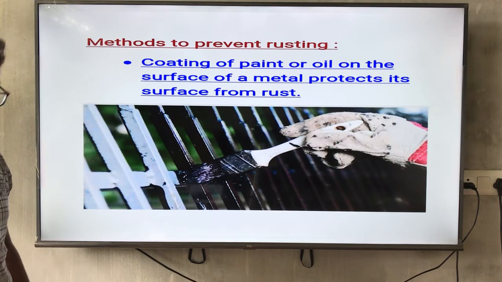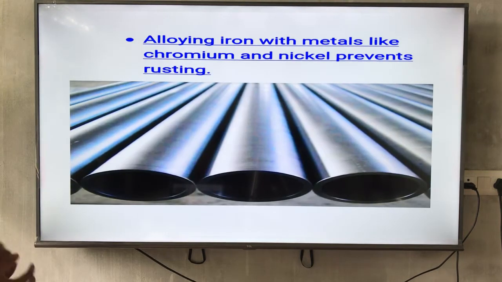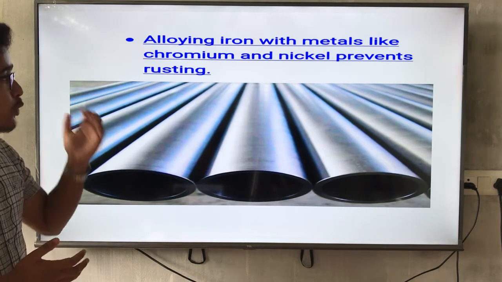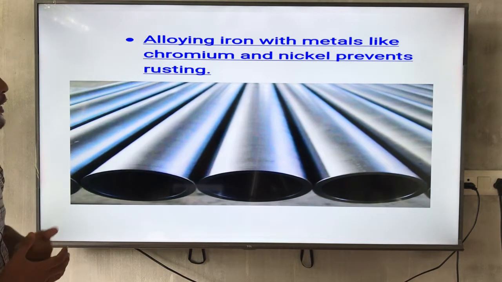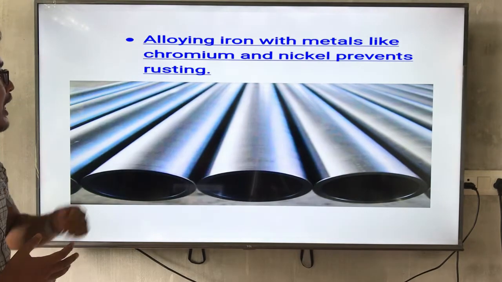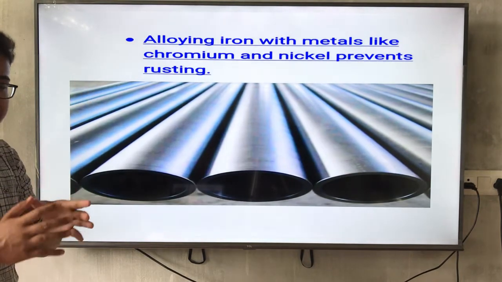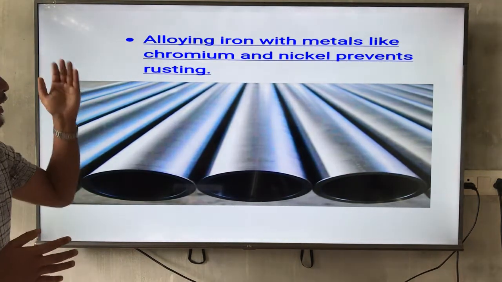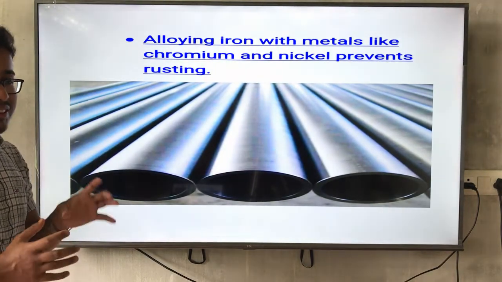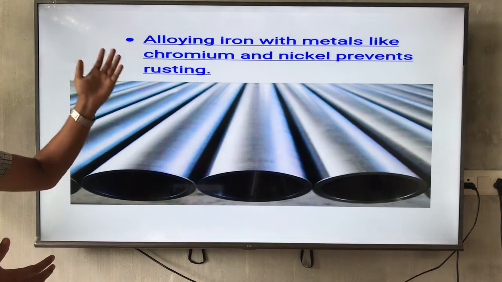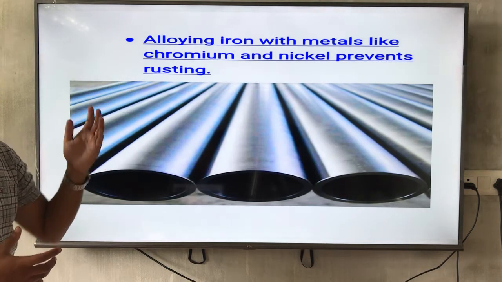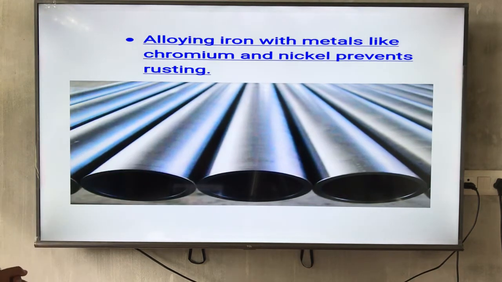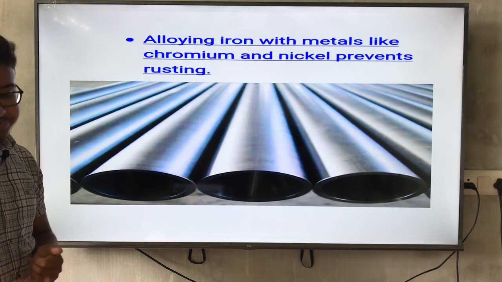Another one. Here you can see that alloying iron with metals like chromium and nickel prevents rusting. Alloying iron means the iron is made with metals like chromium and nickel. Basically it is a mixture of iron and alloying metals. So alloying iron with metals like chromium and nickel prevents rusting.